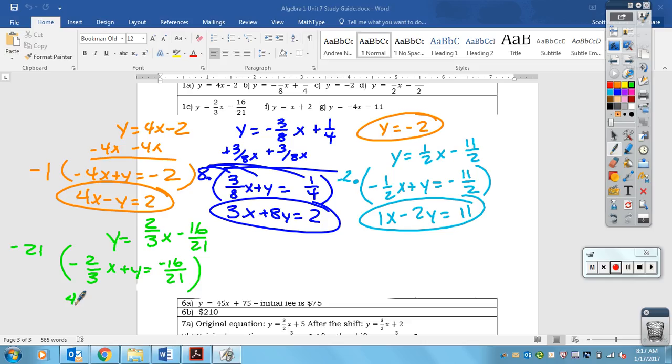So this is 42 over 3 x minus 21y equals positive 16, because a negative times a negative is a positive. 42 over 3 is 14, so it's 14x minus 21y equals 16. Not an easy one, but if you just multiply by this denominator, 21, it should cancel everything out. Pay attention to your signs.